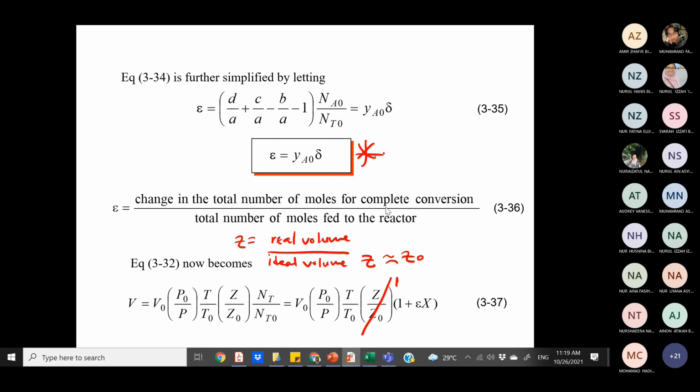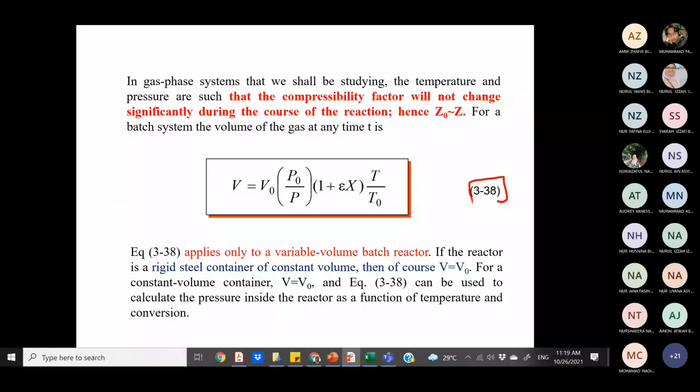Okay, alright. E naught. We get 1 plus epsilon X here. If you look at the earlier process, we don't want to have the number of moles because we rarely are given the value of number of moles. Okay. So in the gas systems that we shall be studying, the temperature and pressure are such that the compressibility factor will not change significantly during the course of the reaction. Hence, Z naught over Z is approximately equal to 1. So we can cancel Z over Z naught, it becomes one, more or less the same.